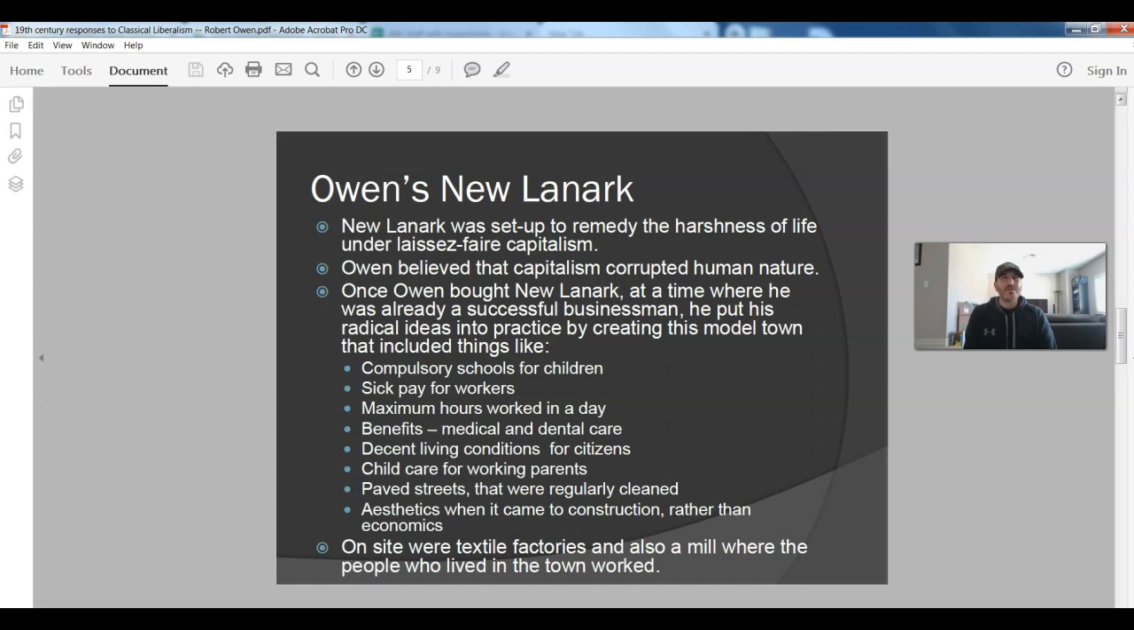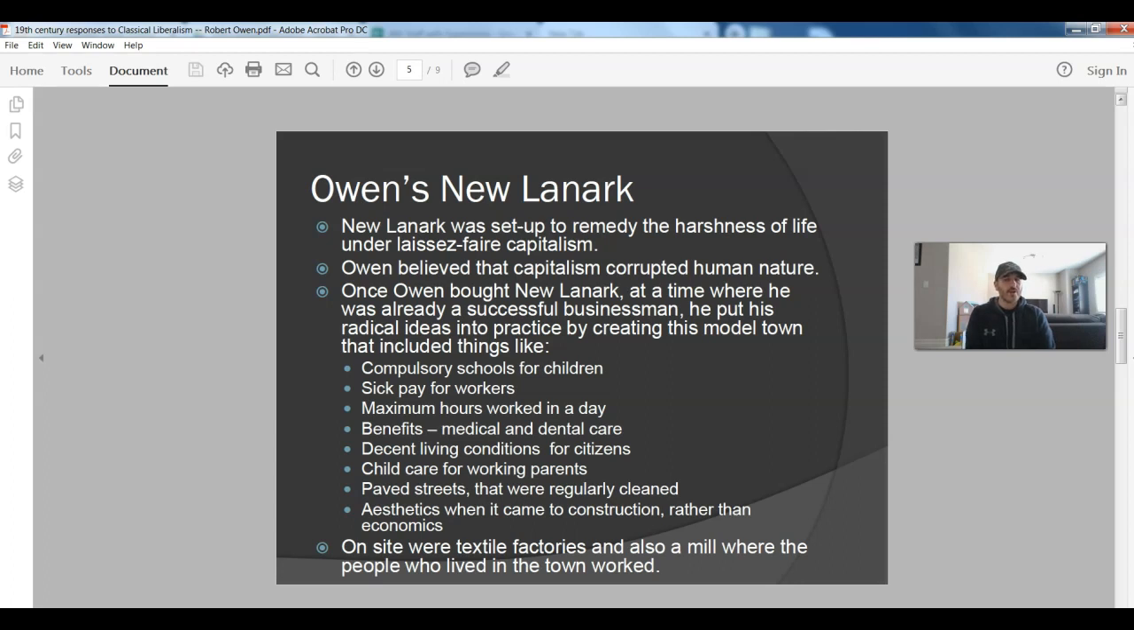The town of New Lanark, the village, the people worked there and they were given a tenement, an apartment, for free. We also saw childcare for working parents. So if your child was too young to go to school, then there were daycares on site that would take care of the children, again ensuring that they're not in the factories. And then paved streets, which were regularly cleaned, and then aesthetics when it came to construction rather than economics.